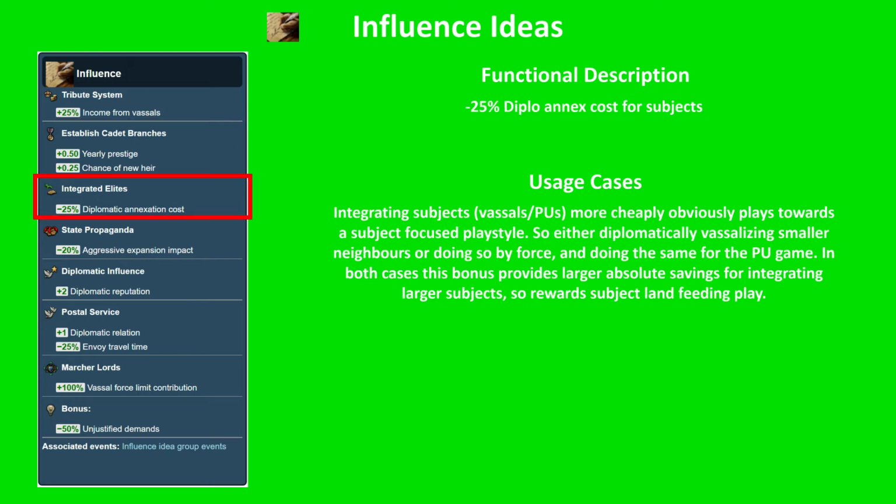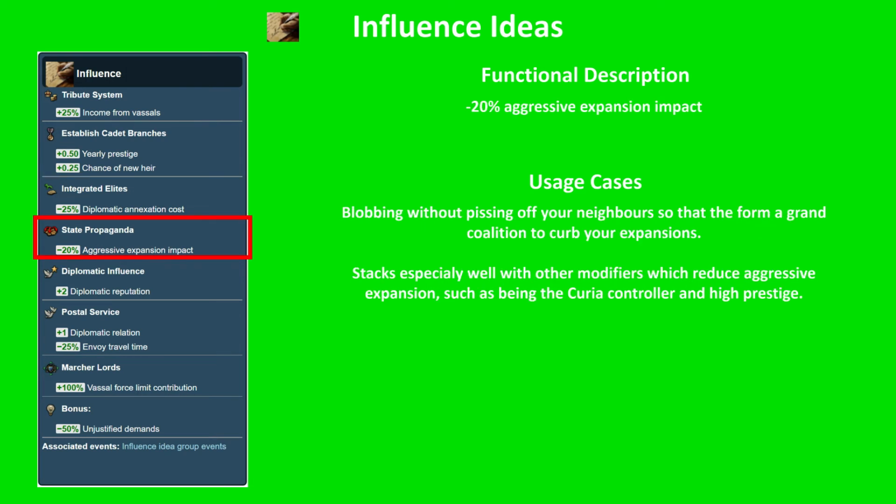Third idea, integrated elites, minus 25% diplo annex cost. So the cost to diplomatically annex subjects is reduced. How do you use this? Well, you use this to integrate subjects, unsurprisingly, more cheaply, which obviously plays towards a subject-focused playstyle. So either diplomatically vassalizing smaller neighbours, doing so by force, or just by invitation, or doing the same for the PU game. In both cases, this bonus provides larger absolute savings when you're integrating larger subjects. So it rewards you for feeding your subjects more and more land, which you then integrate at a reduced cost for a larger absolute diplomatic saving.